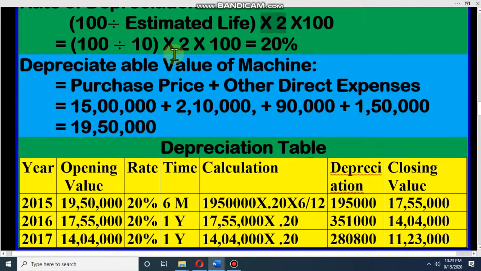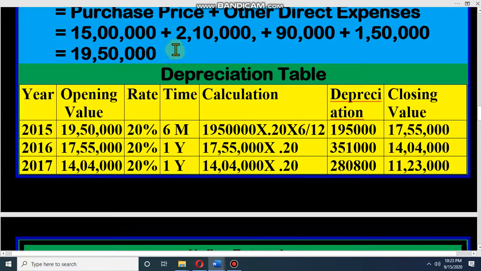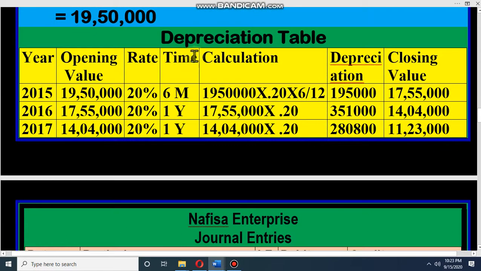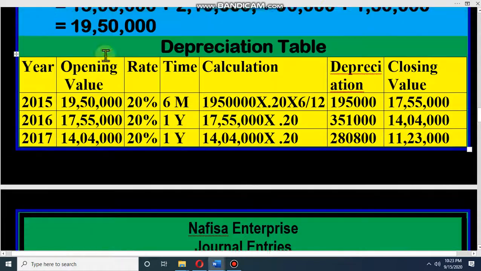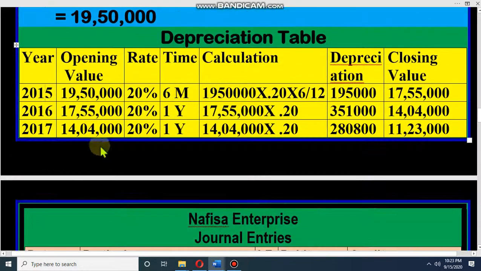Dear student, for calculating depreciation under the reducing method, we need to prepare a depreciation table. Look, first you have to write that we purchased this machine in 2015, and the opening value is 19 lakh 50,000. It is the depreciable value, 19 lakh 50,000. Then the rate is 20%, which we have calculated, and we use 6 months.